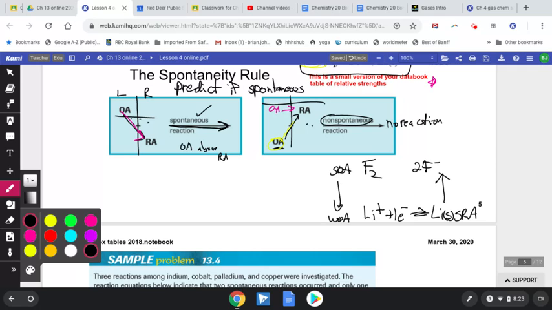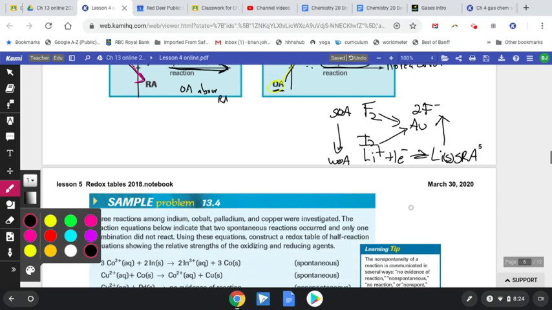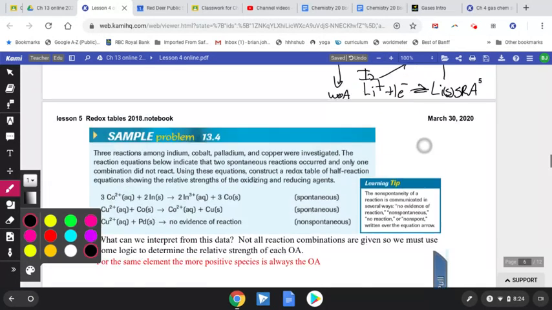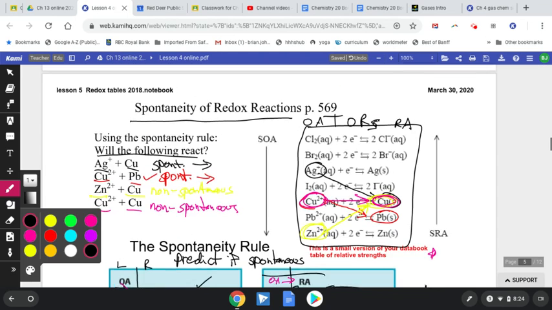So you can make all these predictions. Will fluorine react with gold? Yes, it will. Will iodine react with gold? No, it won't. So using that big table, I should have popped one up on here. You can make all kinds of predictions as to whether or not a reaction will happen. And we'll be doing that in 1 or 2 lessons from now. Okay, now that was big key idea number 1.